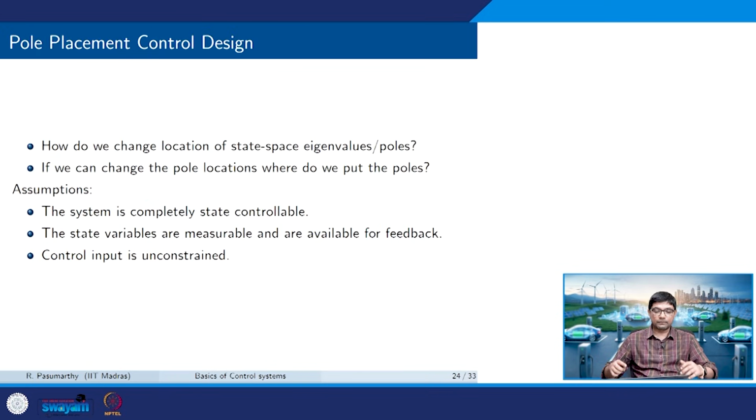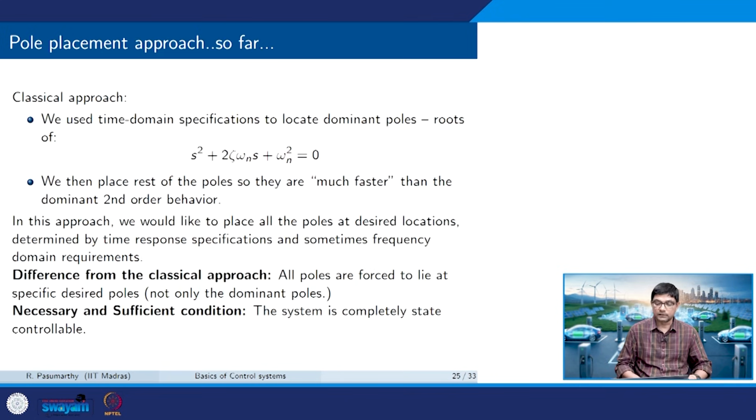Okay, now this will give us our first insights of control problems, or how to solve control problems from a state space point of view. So, how do we change the location of the poles, right? And then if you can change, how do I select where I put them? Stability is of course one part, but we also have things which go beyond stability. So, therefore, I assume that the system is completely controllable and that the states are available for measurement, and of course, the control input is unconstrained.